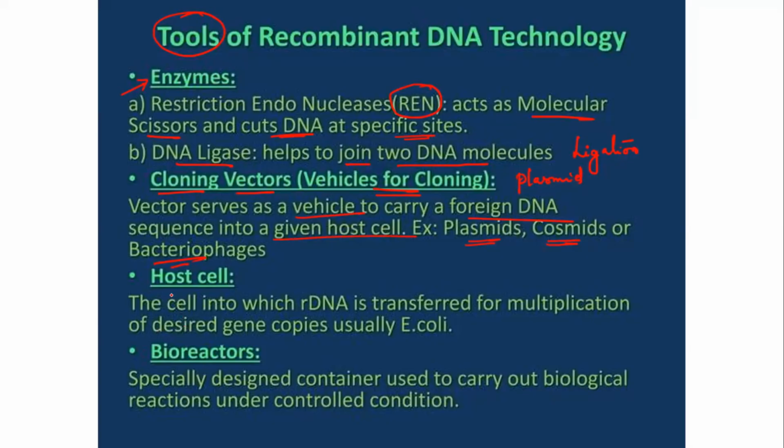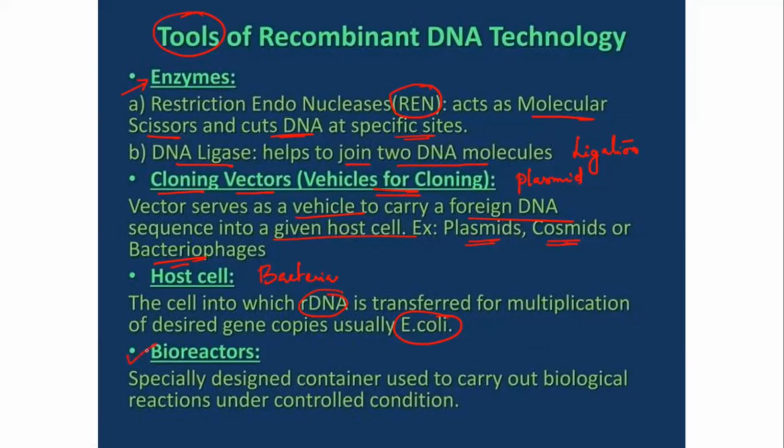Then, the third tool we require is the host cell. For example, the bacteria. And in the bacteria itself, usually we do it in the E. coli. So the cell into which the rDNA is transferred for multiplication of desired gene copies is usually E. coli, that is a host cell.